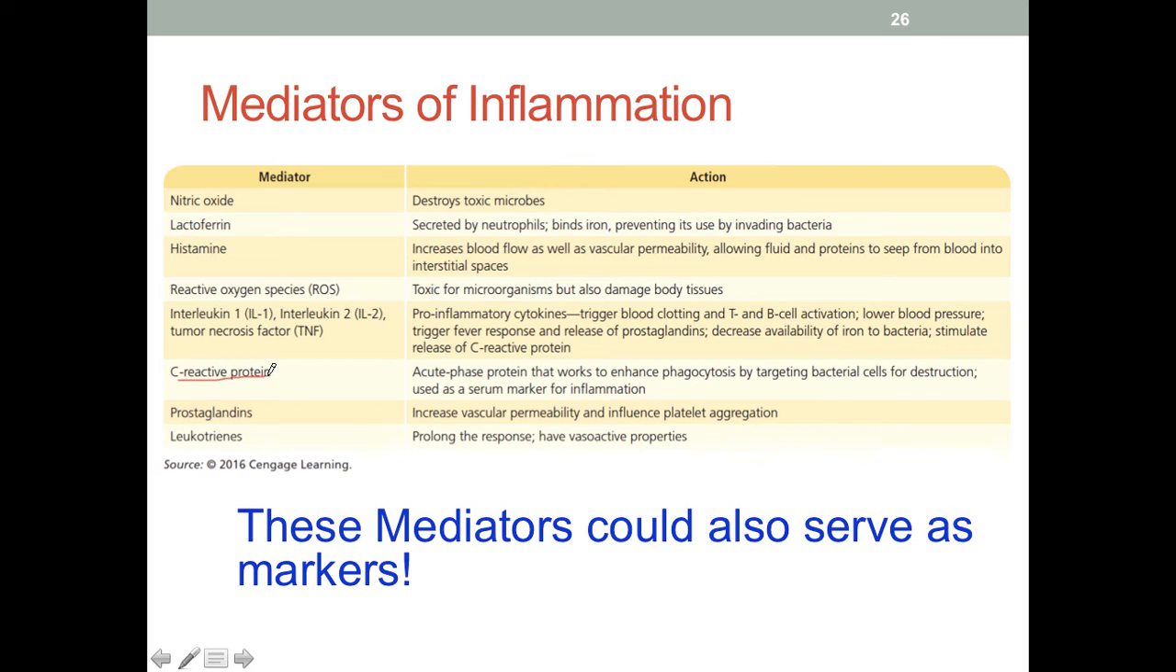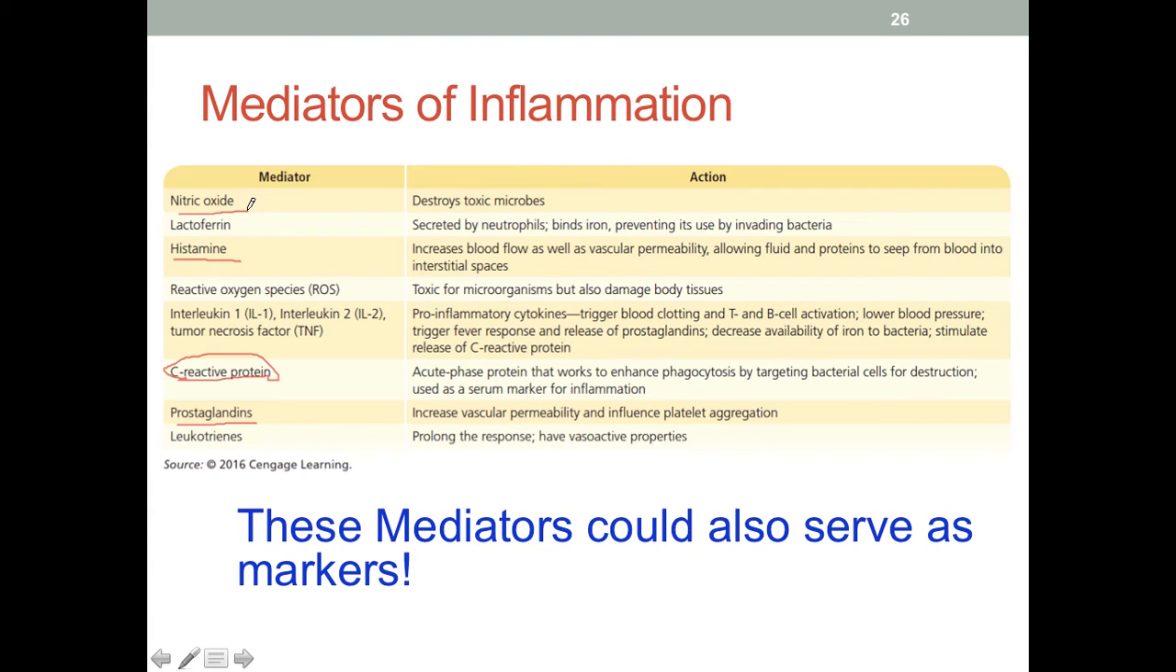We already mentioned CRP, which is a routine inflammation marker in blood work. We also have the prostaglandins, which are mediators of inflammation that also account for the sense of pain in some cases. Then we have histamine, which is responsible for the itchy feeling, that is secreted by mast cells and involved in the allergic reaction.